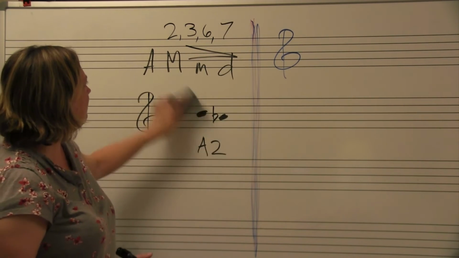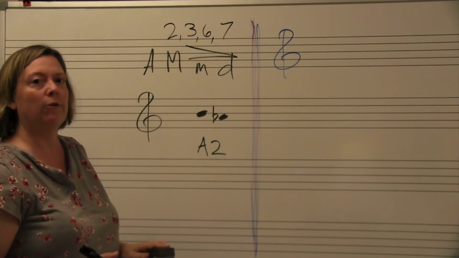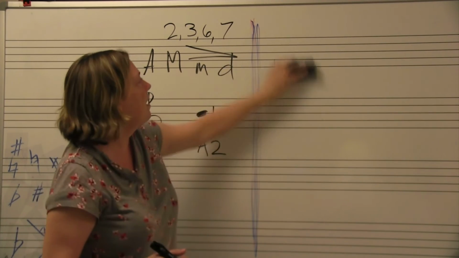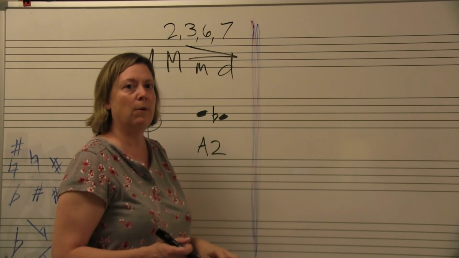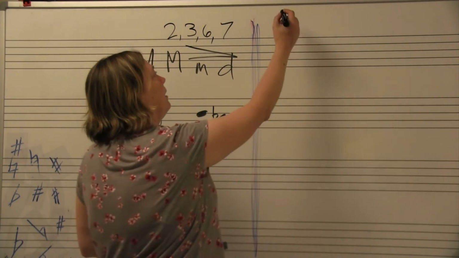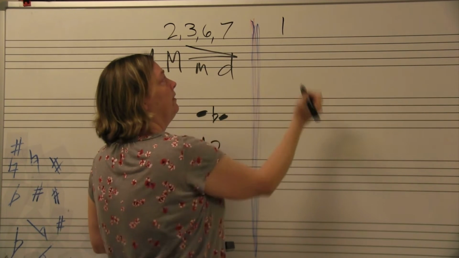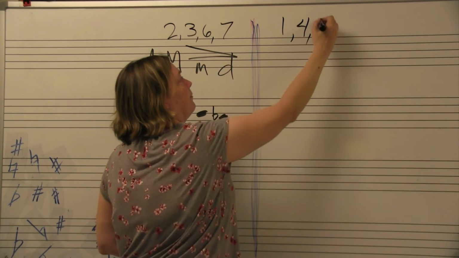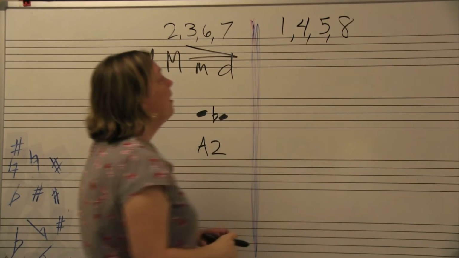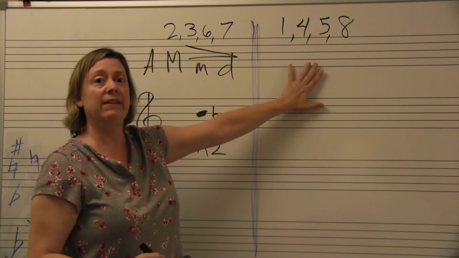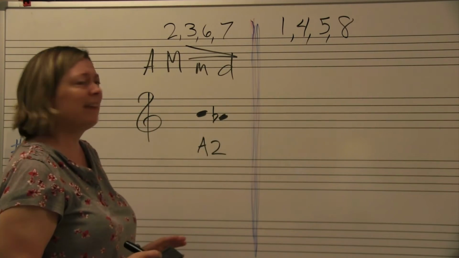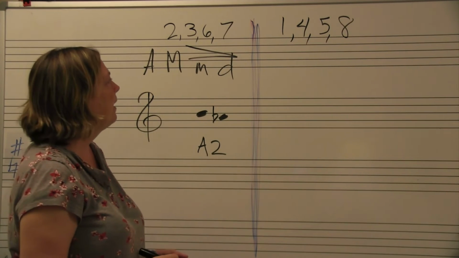Okay, we're going to leave that side of the equation for now, and we're going to go to the other side of the equation. Here's where we're going to deal with unisons, fourths, fifths, and octaves. All the other intervals we didn't deal with. This side is actually a little simpler.